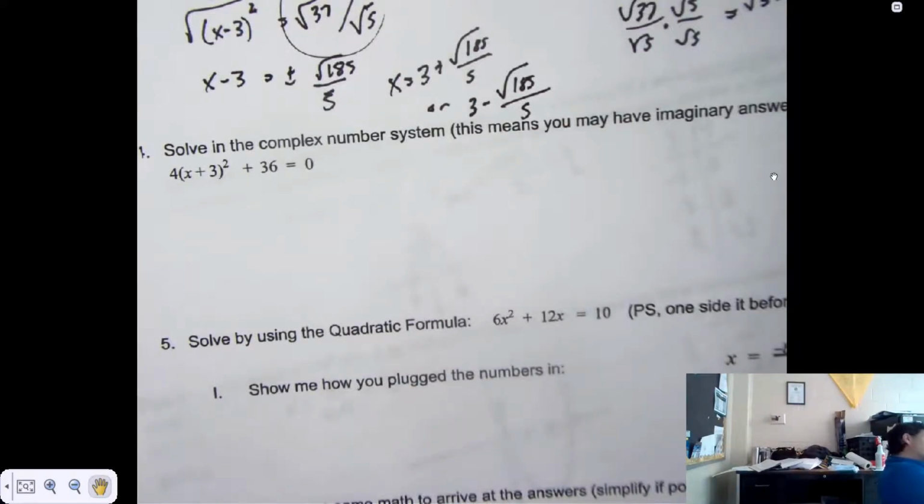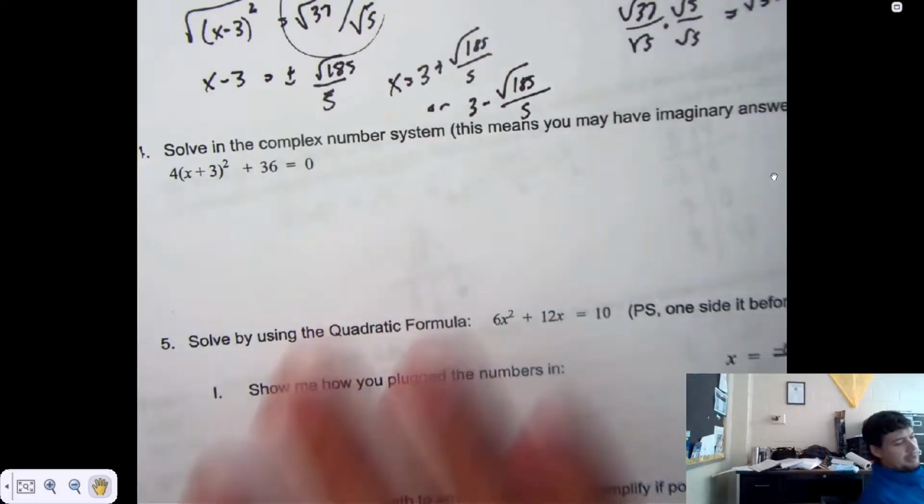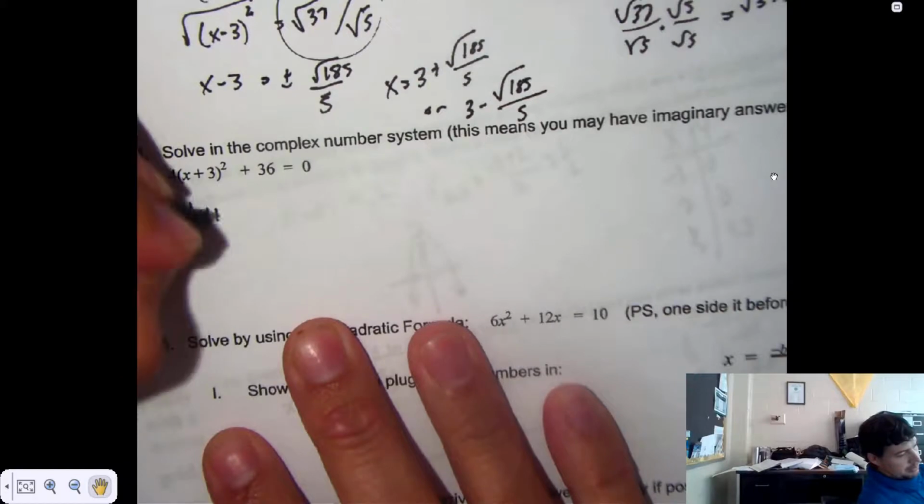Solving in a complex number system, which means you may have imaginary answers, kids, by taking square roots. What do you guys want to do first? That's always what you do. You do the easy stuff first. That's what I've been trying to tell y'all.